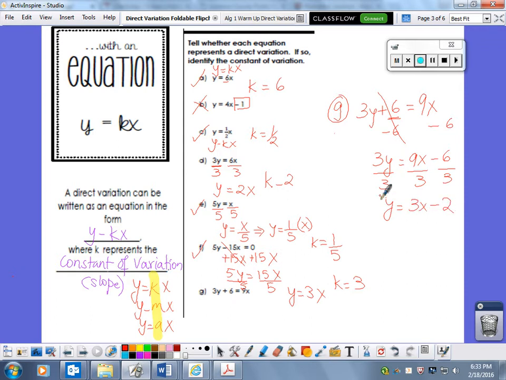So now this is my final answer, but look, I have a number here that is being subtracted from the x term, which is minus 2. So this is not an example of direct variation.